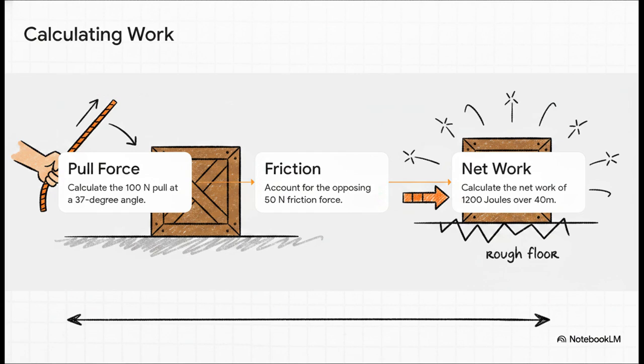Let's make this concrete. Imagine dragging a 50-kilogram crate. You're pulling with a force of 100 newtons, but you're using a rope, so you're pulling upward at a 37-degree angle, not perfectly straight. Meanwhile, the rough floor is fighting back with 50 newtons of friction in the exact opposite direction. By breaking down the math to find only the force moving the crate horizontally, we calculate that dragging it 40 meters yields exactly 1,200 joules of net work. It's like a giant puzzle, and you've officially conquered friction.